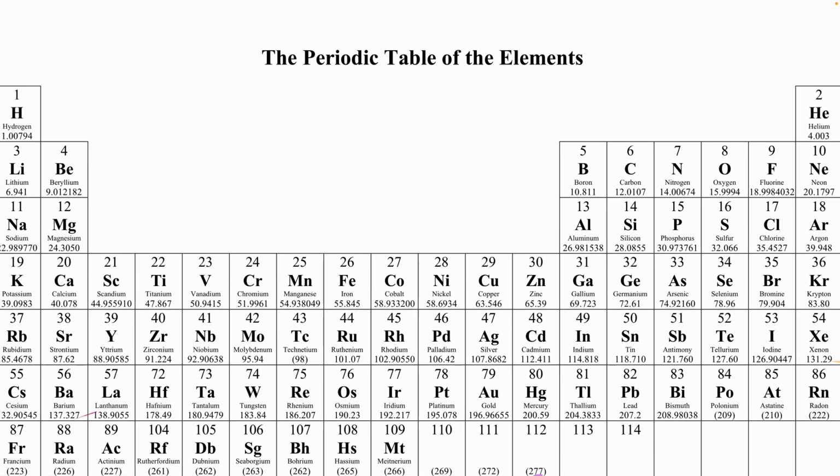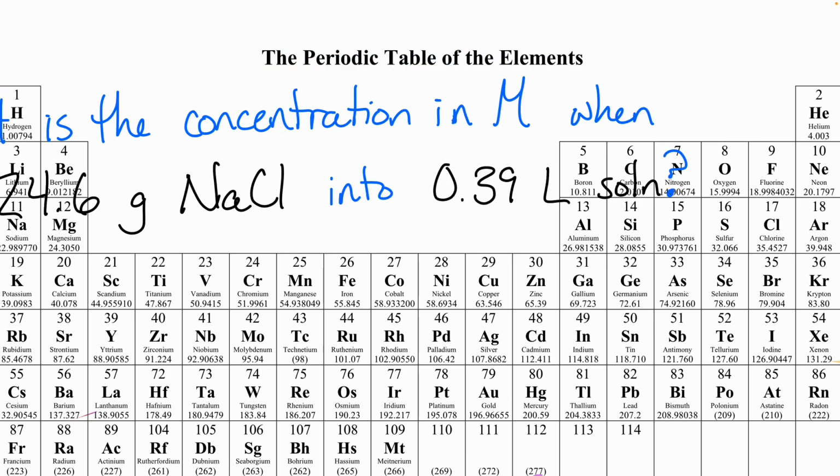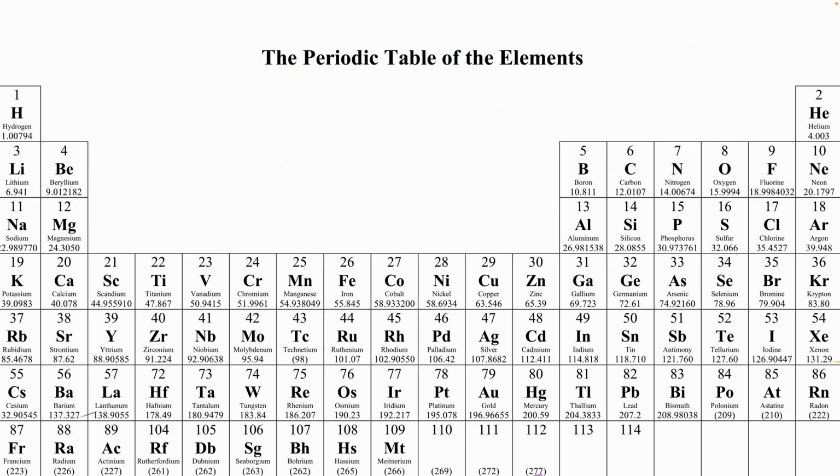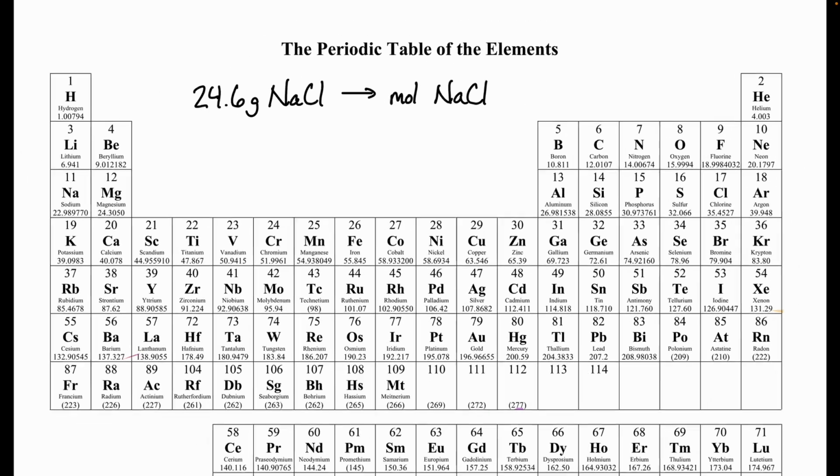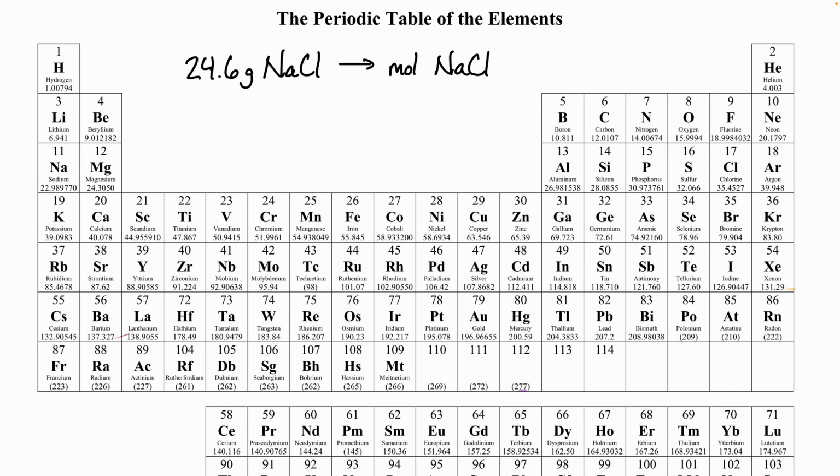So step one, we've got to convert that 24.6 grams of NaCl into moles of NaCl using our periodic table here. All right, so I want everybody to take a second, remind yourself all the way from general chemistry, how do we convert from grams to moles for a compound like sodium chloride? We need that molar mass, absolutely, right?